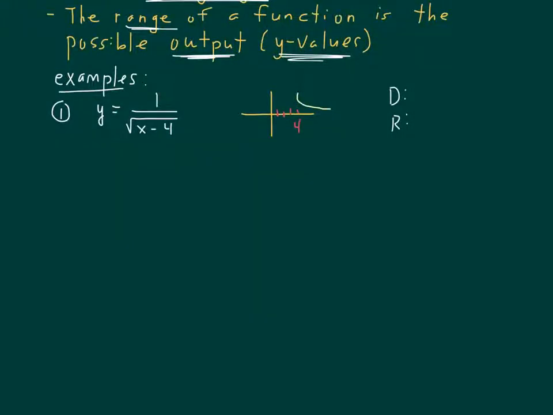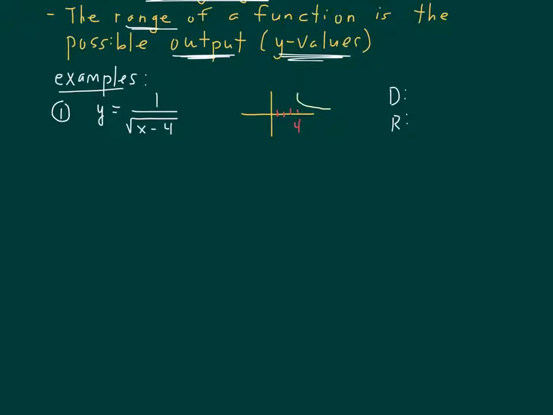So in our first example here, we have y equals 1 over the square root of x minus 4. If we were to put this into the calculator and sketch it, it looks something like what I have drawn here. It appears to begin at 4, and then it goes to the right and levels off on the x-axis. We actually have a couple of asymptotes here. We have a horizontal asymptote at y equals 0, and we have a vertical asymptote at x equals 4.